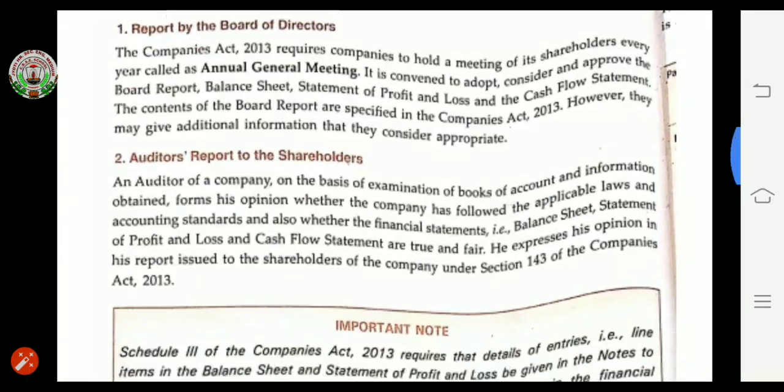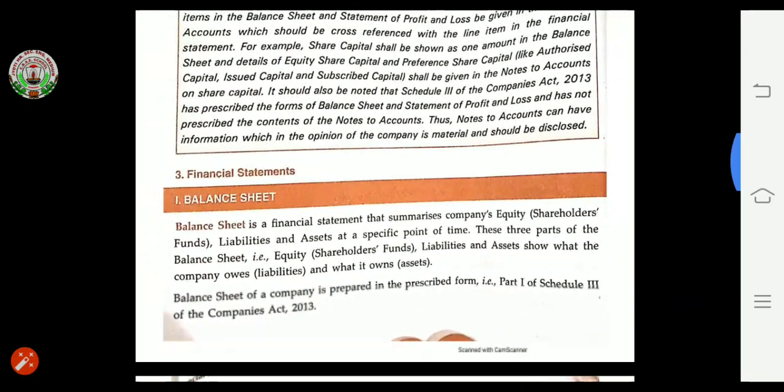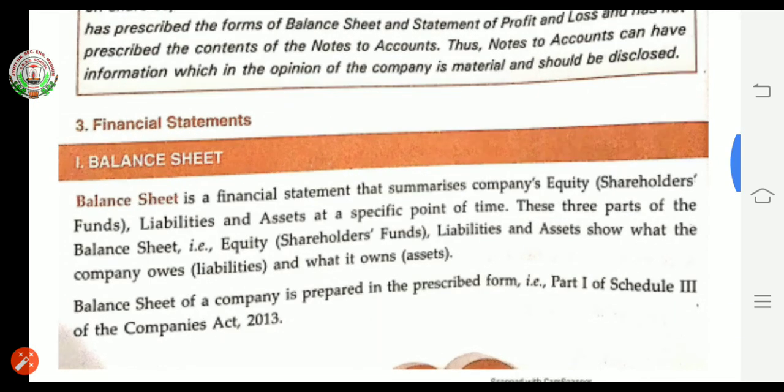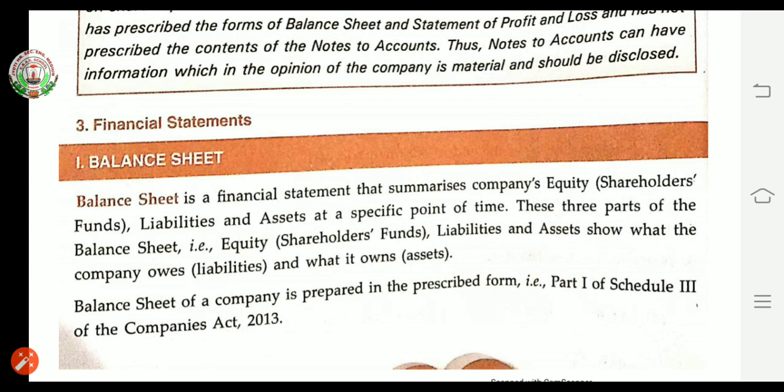Now we'll see the financial statement. First of all, we will discuss the balance sheet. A balance sheet is a financial statement that summarizes a company's equity, shareholder funds, liabilities and assets at a specific point of time. Now, three things are there in a balance sheet.